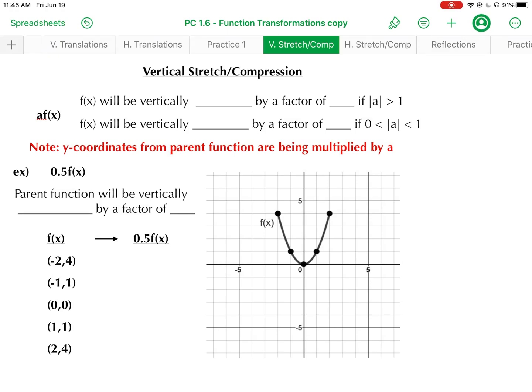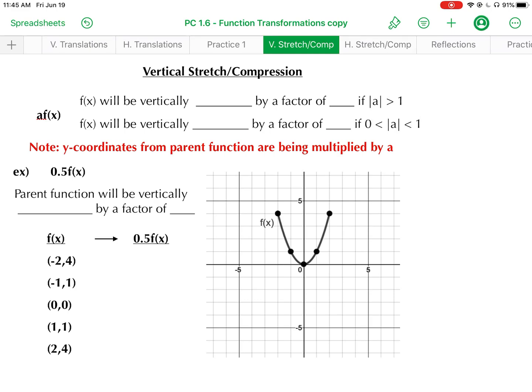All right, in this video, we're going to focus on the other three types of transformations that can be performed on a function. Those would be stretches, compressions, and reflections, okay? And there's actually two types of stretches and compressions, both in the vertical direction and in the horizontal direction, okay?